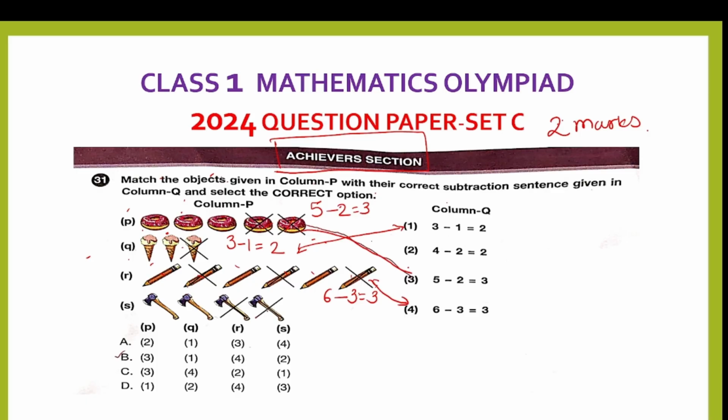And in the fourth, the statement S, that is 4 minus 2, that is 2. So which goes to a second number. Therefore choose. So P goes to 3. So option A is not correct and D is not correct. Now Q goes to where? 1. Therefore here is the 4. So option C is also not correct. Option B is the correct answer for the given question.